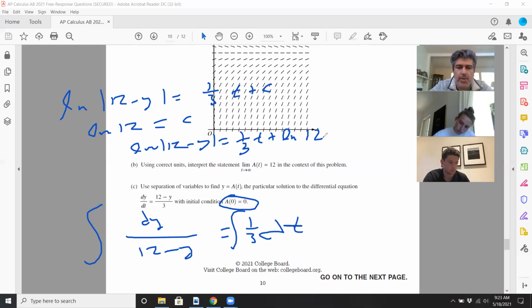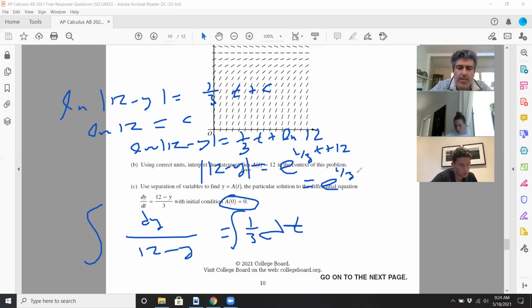Don't spend too much time trying to solve for y if you're getting stuck. It's also why they put it near the end, because people might take a long time doing it. Actually, I've heard that directly from the people who wrote this exam and who grade for the College Board. But 12 minus y will equal e to all that junk, which is actually broken up like this: e to the 1/3 t times e to the natural log of 12. Yikes!